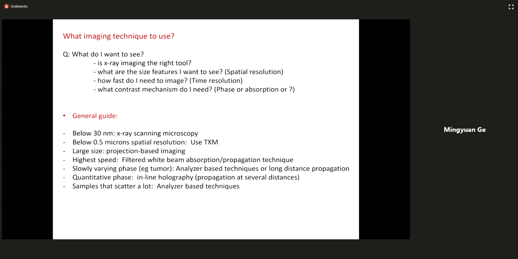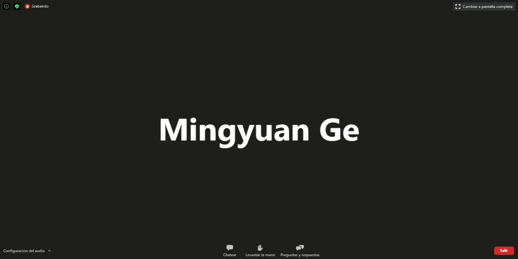And if you want to quantify the phase, then we can use a propagation-based method, which is inline holography. We take the image at several different distances, and by using a mathematical formula or other algorithm, we retrieve the phase. So this is also achievable. And also, if a sample scatters a lot, we need to use analyzer-based techniques. So all these guidelines are very basic and really depend on your research purpose. Hopefully after this lecture, you have some ideas. I know that there is a lot of mathematical insight that I did not explain very well, but afterwards, you can read the literature cited in the lectures and go into details about the applications and the theoretical part if you are interested. And I think that's my presentation. Hopefully you can gain some basic ideas. Thank you.